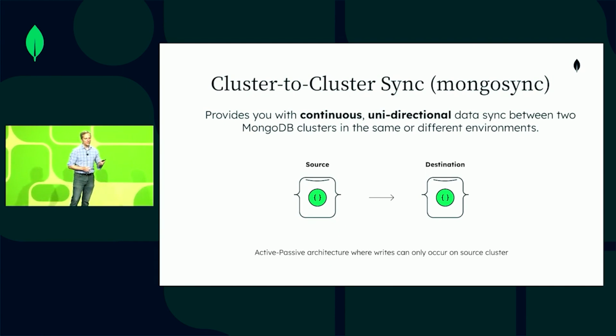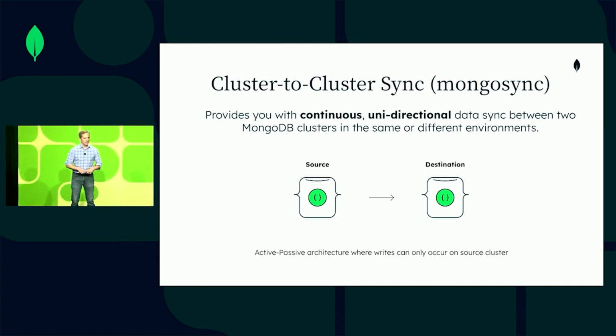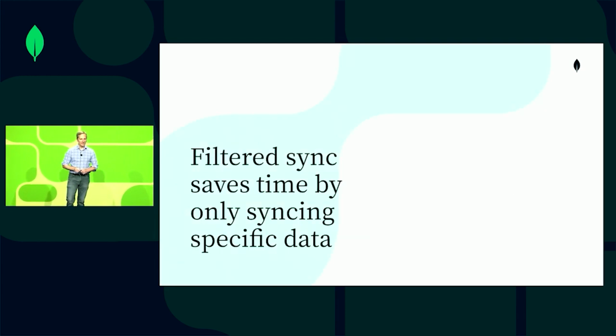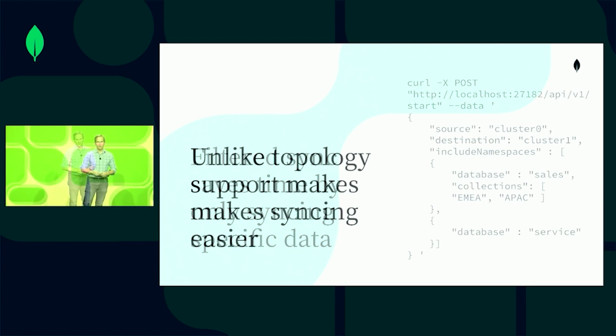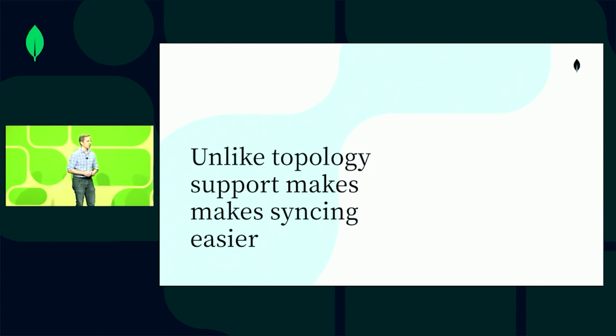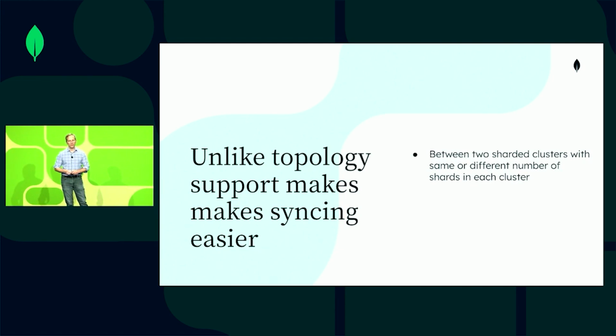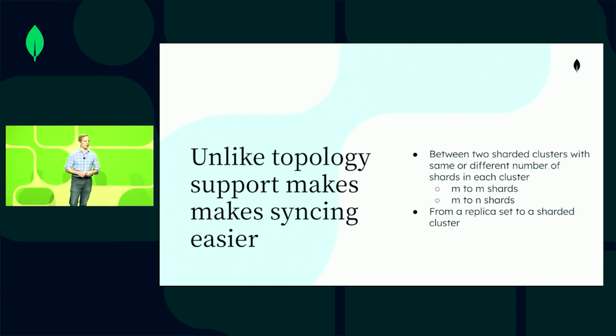Cluster-to-cluster synchronization is our continuous unidirectional sync from similar or different environments for MongoDB clusters. So starting now in 7.0, first, you're going to be able to filter on the data that you want to send to that target environment. But now we have unlike topology support, which is going to make it simple for you to actually transform from one topology to another. This means for two sharded clusters, you can go from M to M, but you can also go from M to N shards. You can even go from replica set to a sharded cluster.